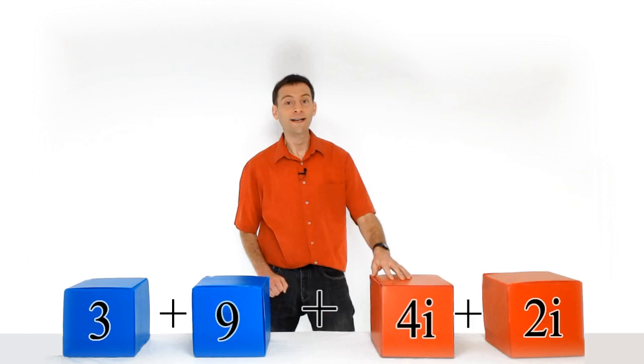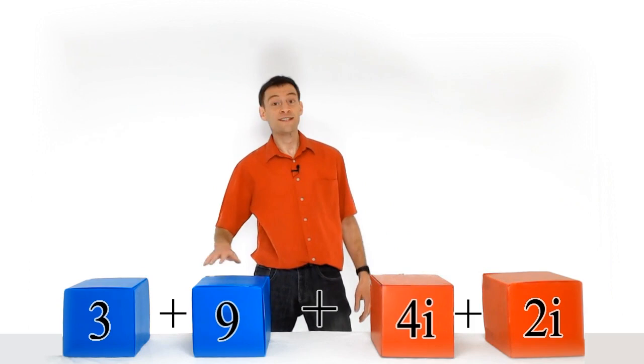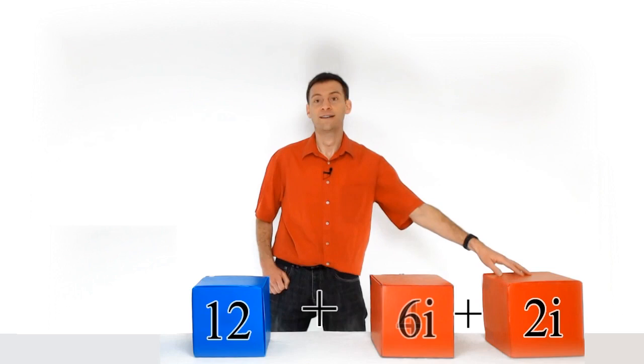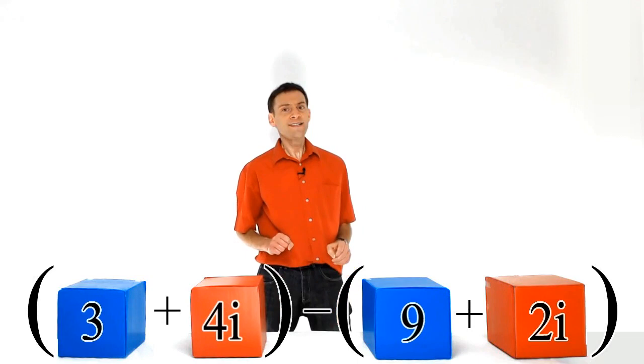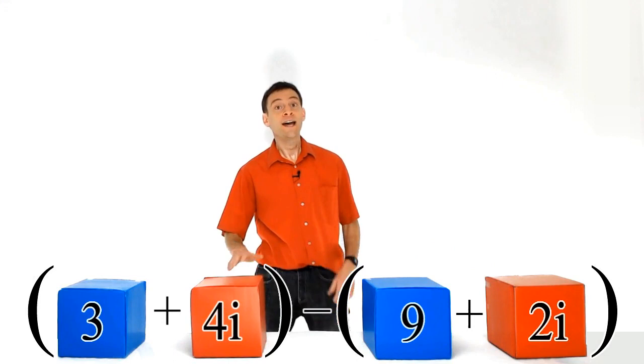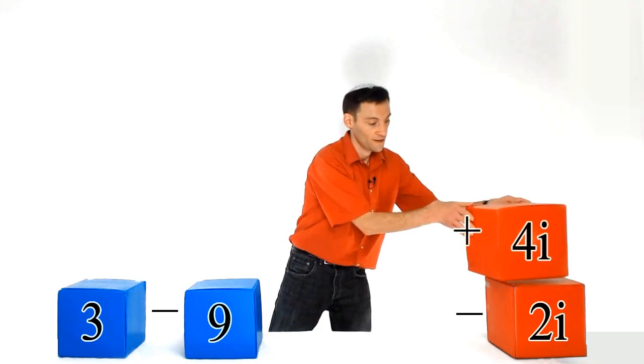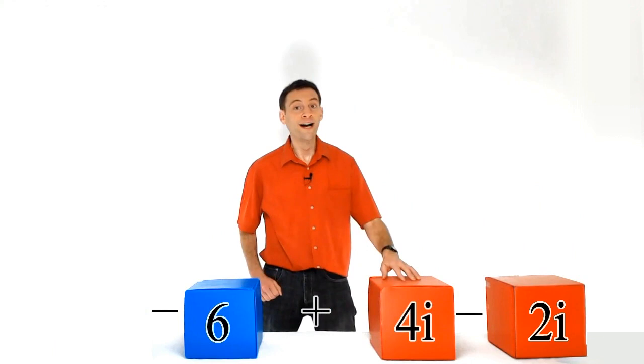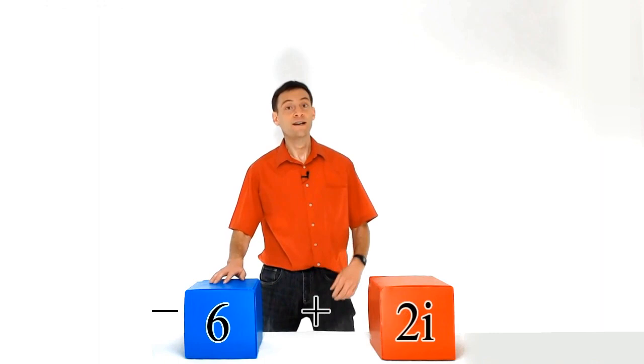Well, that's easy to do. 3 plus 9 is 12, and 4i plus 2i is 6i. So the result is 12 plus 6i. Subtraction is just as easy. Let's subtract 9 plus 2i from 3 plus 4i. Again, we group together the real and imaginary terms. 3 minus 9 is minus 6, and 4i minus 2i is 2i. So the result is minus 6 plus 2i.